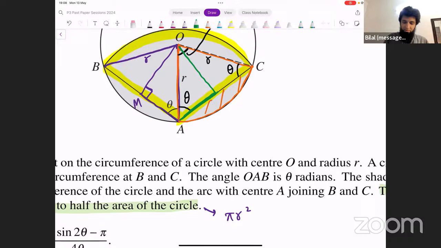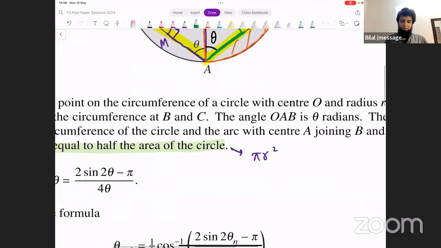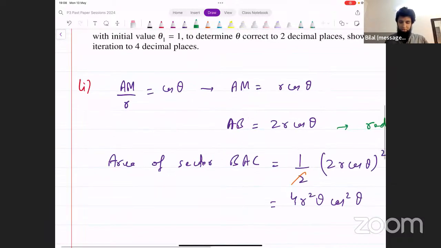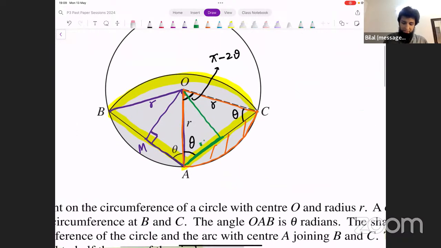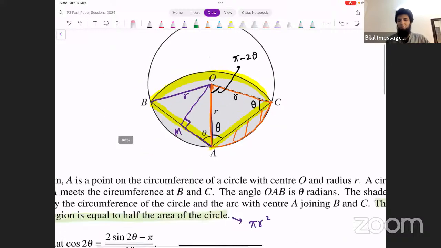You have already found this length. You know, this is R cos theta. This length is R cos theta. So you could use this angle theta along with R and R cos theta, find the area of this half triangle, multiply that by 2, and that will give you the area of this full triangle. That could be another way of doing that. That will give you the same result as well, if you don't want to use that identity. Okay, I hope that makes sense.